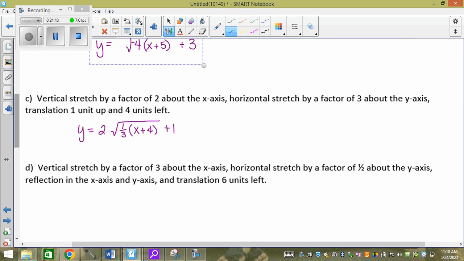And then D, vertical stretch by a factor of 3, horizontal stretch by a factor of a half, so it goes in as a 2. Reflection in the x-axis, so that's a negative y. Reflection in the y-axis, that's a negative x. Translation 6 left, x plus 6. Your homework.